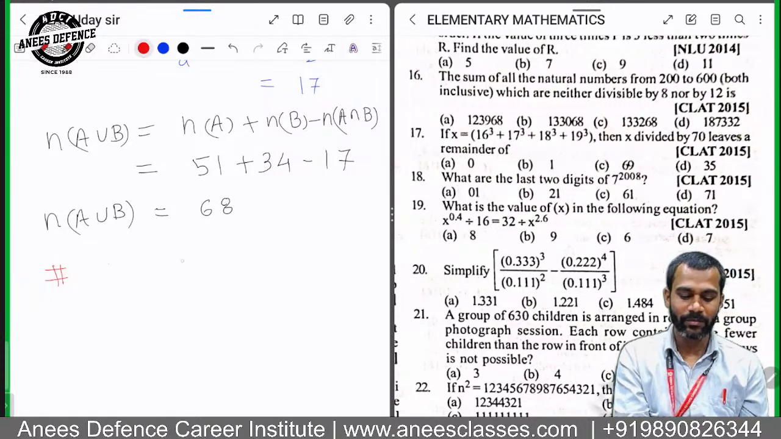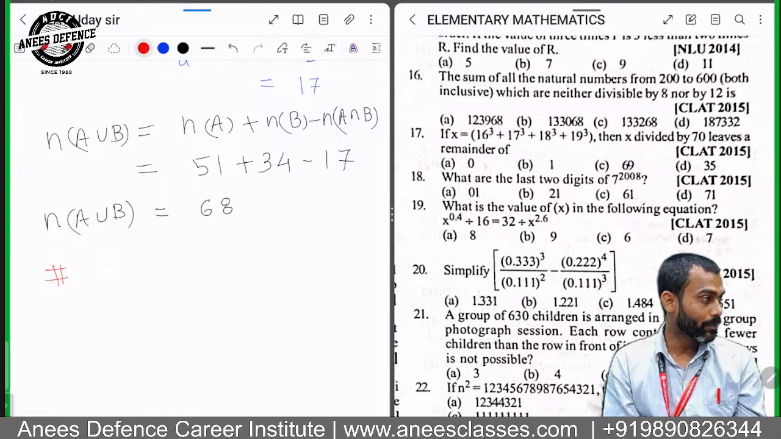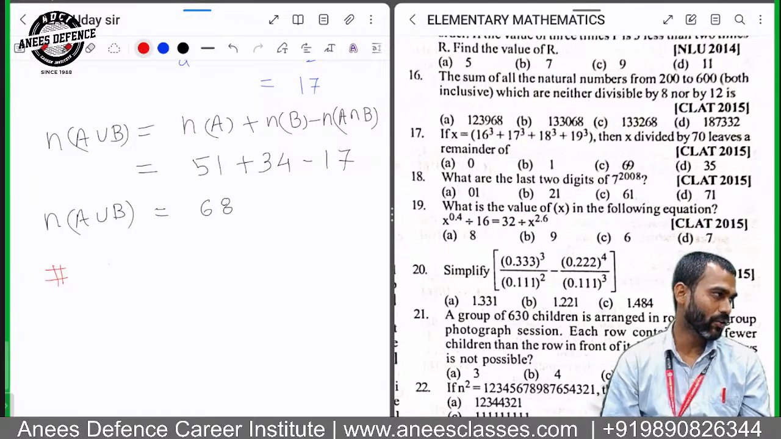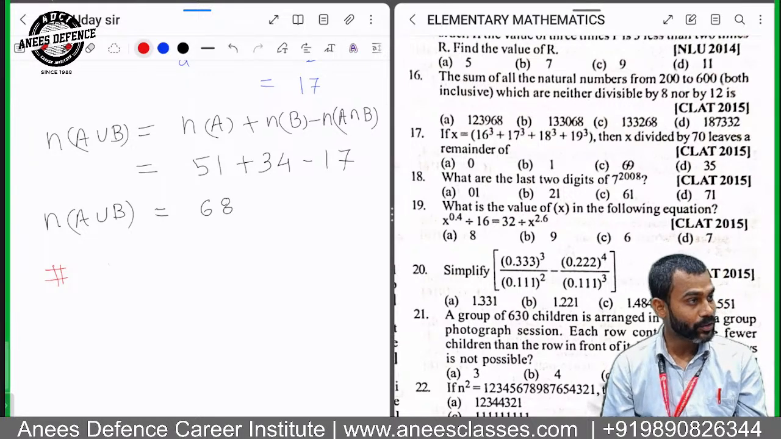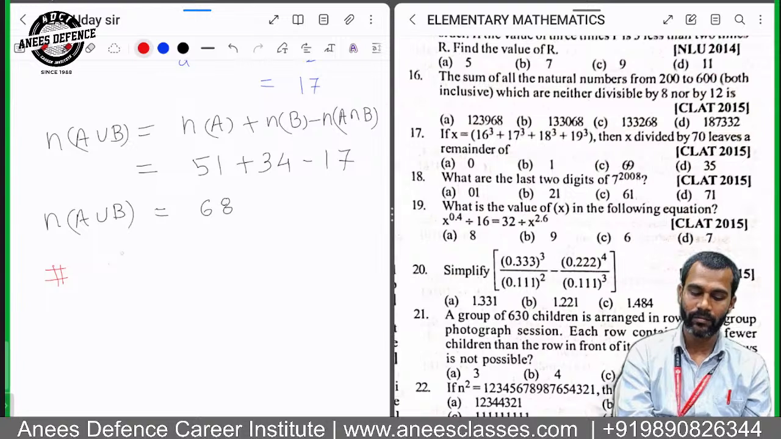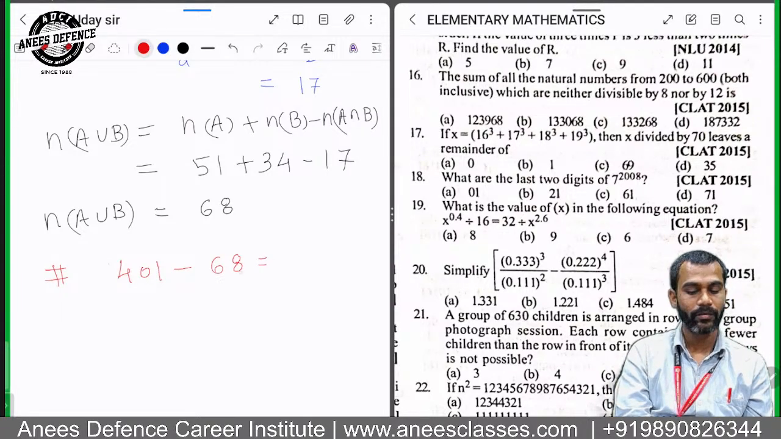Now we have not got the answer yet. See why? Because they need the sum. Now just try, how can we solve it? This is nothing but the total number of numbers which are neither divisible by 8 nor by 12. So 401 minus 68, yes or no? Is equal to how many? 333. Correct.